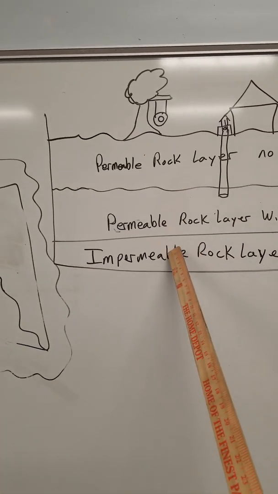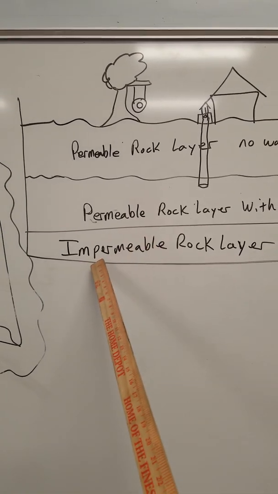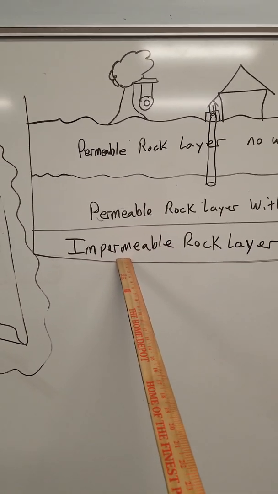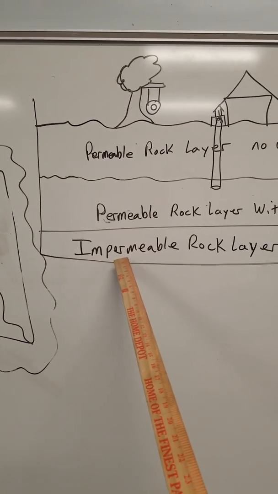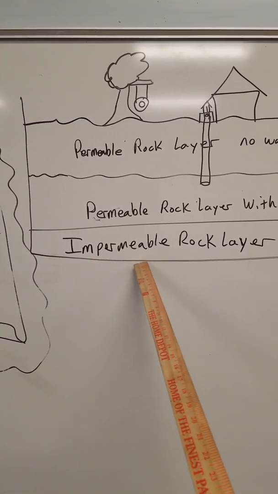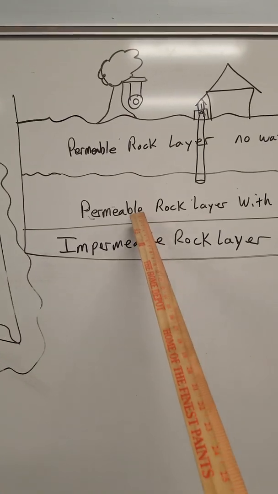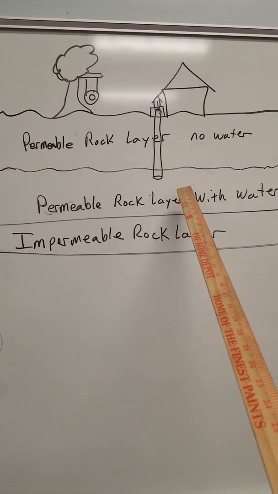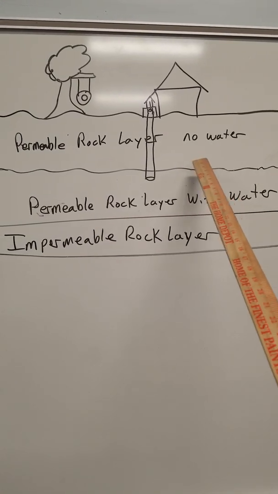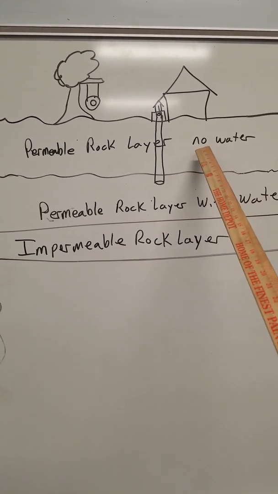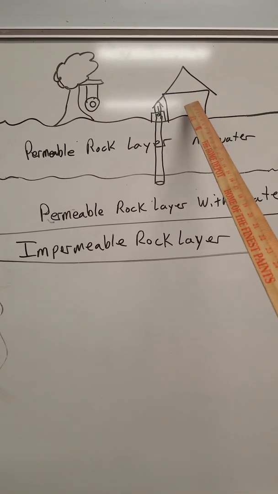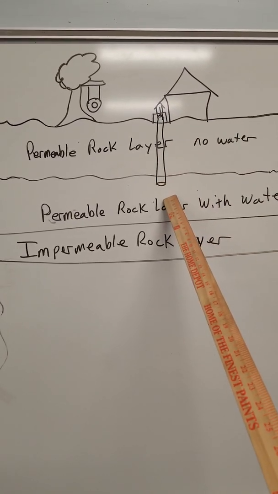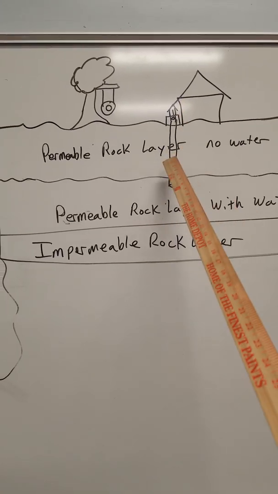All right, here we have a nice diagram. Down here we have impermeable rock layer. Impermeable means not permeable. Permeable means you can pass through. So impermeable means water cannot pass through this rock. Here we have permeable rock layer. This rock layer has some water in it. This layer does not. Okay, so this person here has dug a well all the way down to where the water is, and so they can pump water out of that.